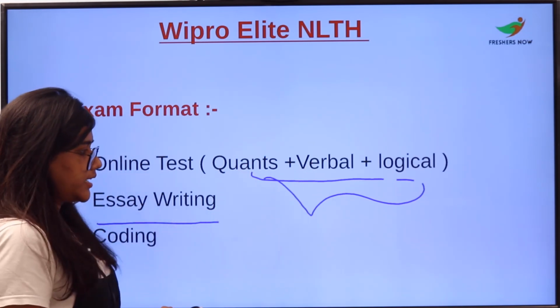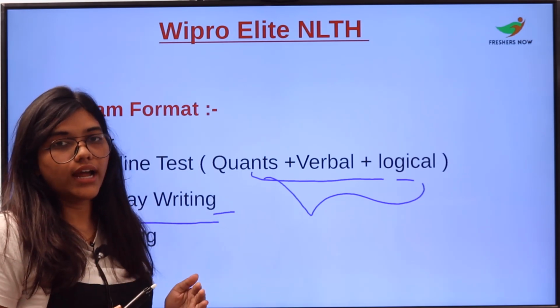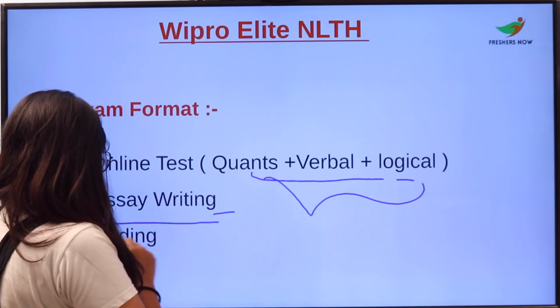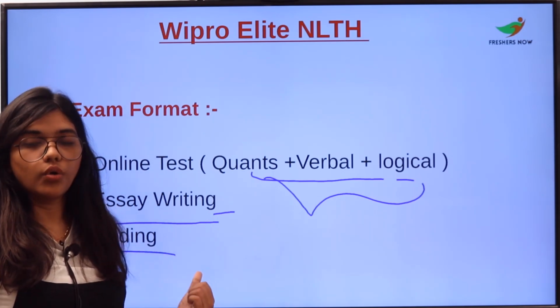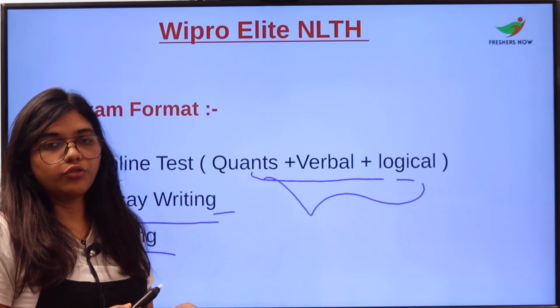Number two is essay writing. You will be given a topic and you have to write 400 to 500 words at a stretch. The last but not the least is the coding round, where you have to present your answer in the form of code.